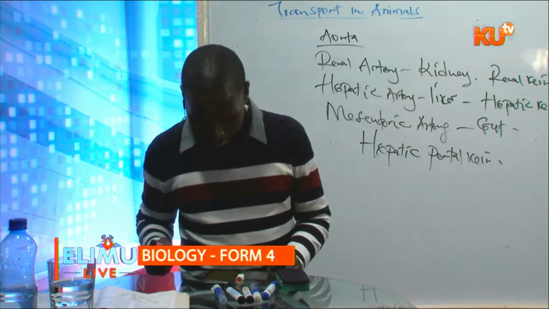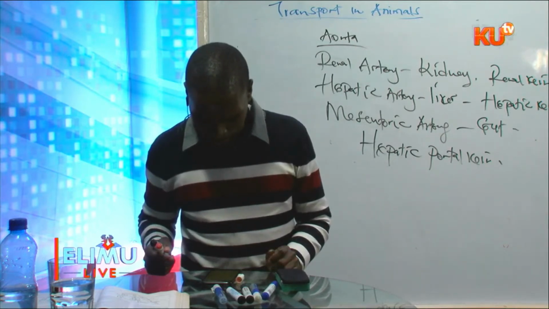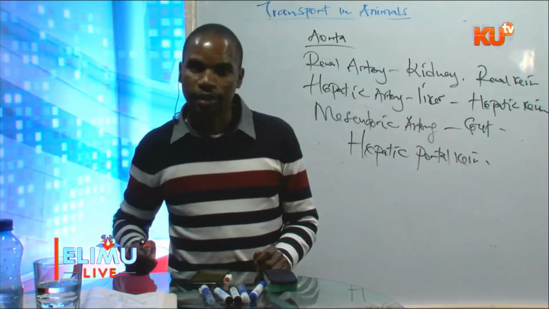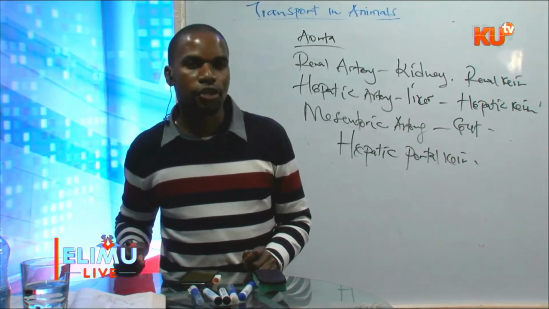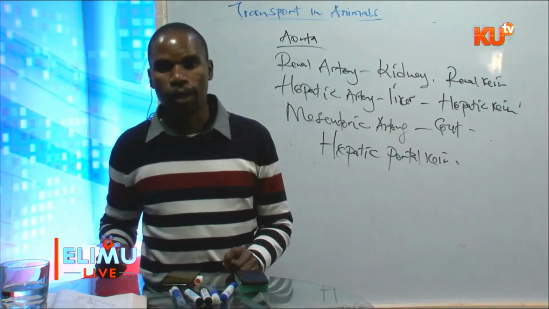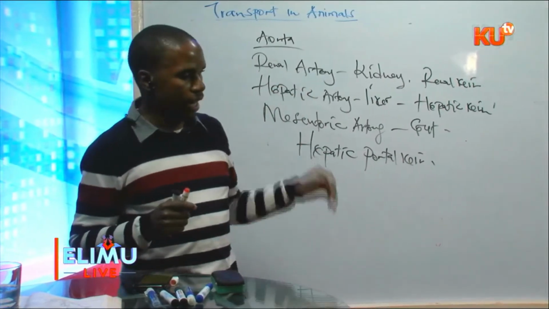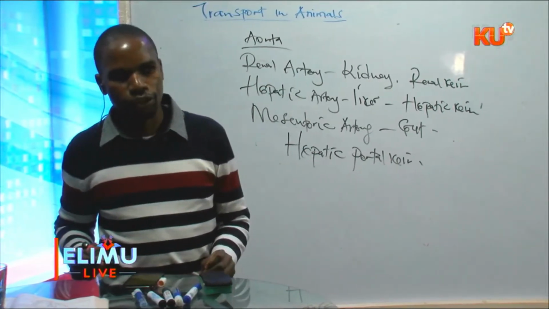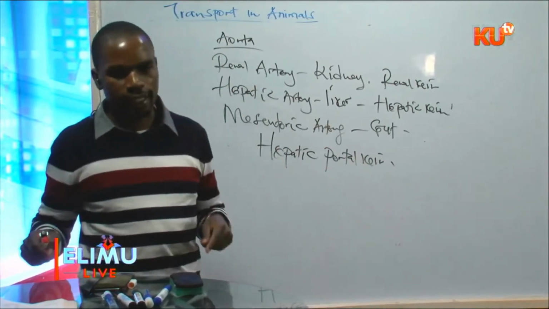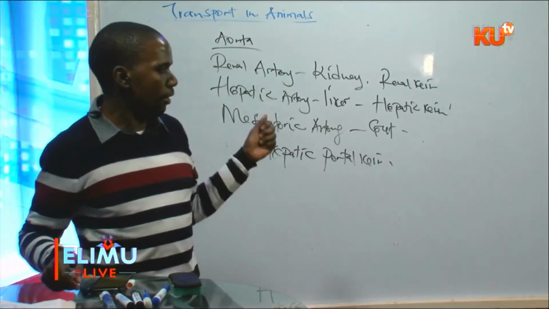Another question. Hello sir, I'm Harvest from Nakuru Girls. What is the function of the semilunar valve? The semilunar valves control the backflow of blood either from the aorta back to the left ventricle or from the pulmonary artery back to the right ventricle.